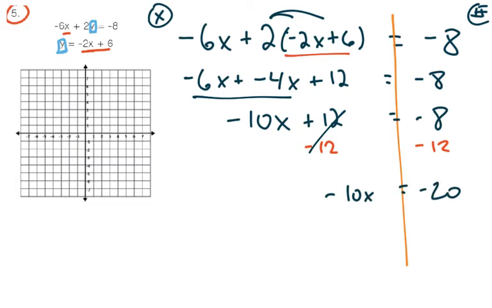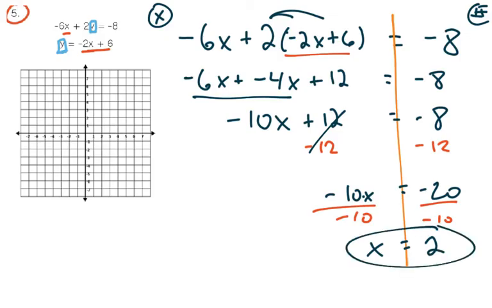The next step here is that I know this is negative 10 times x because it's a letter next to a number. So I need to divide by negative 10. That's the opposite of times negative 10. And I'm left with my x on one side all by itself, equaling negative 20 divided by negative 10, which is just a positive 2. So now I know what x is.